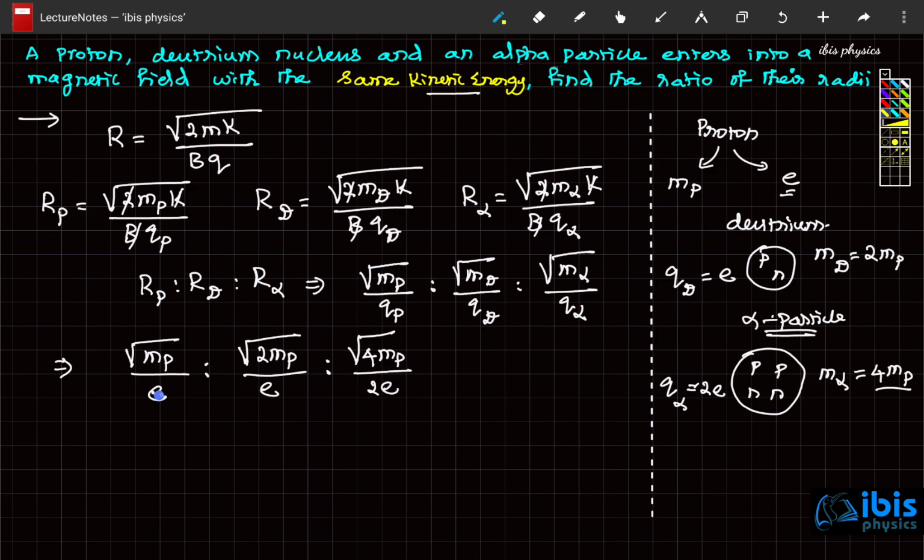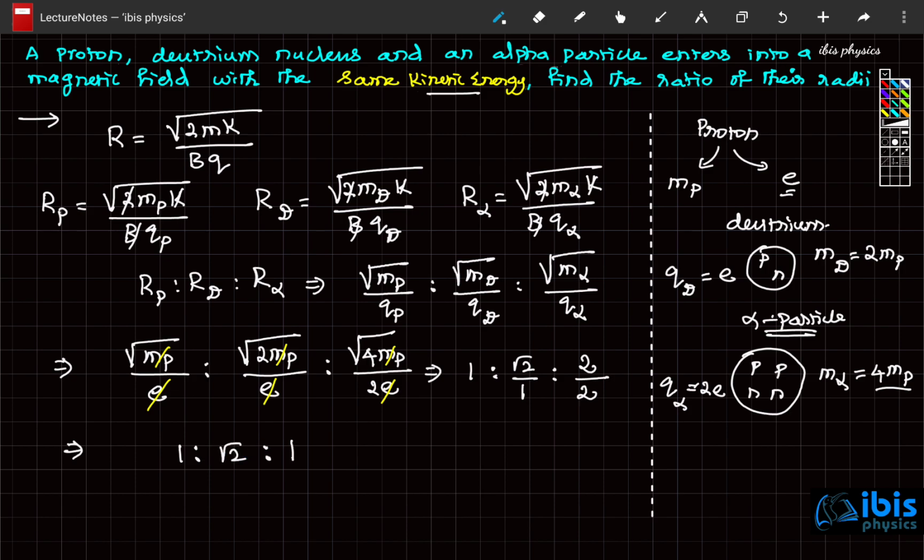Now cancel the common things. e will be cancelled. m_p will be cancelled. So what you are left with is root over 1, and we can write it as 1 is to root 2 is to root 4 by 2, which is 2 by 2. So then here comes the ratio for us: 1 is to root 2 is to 1.